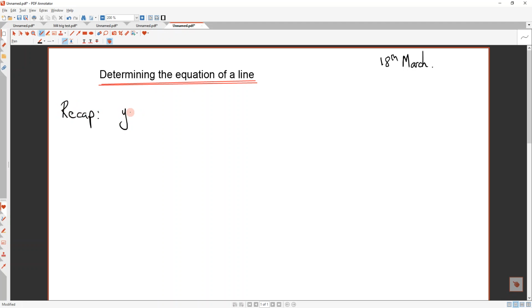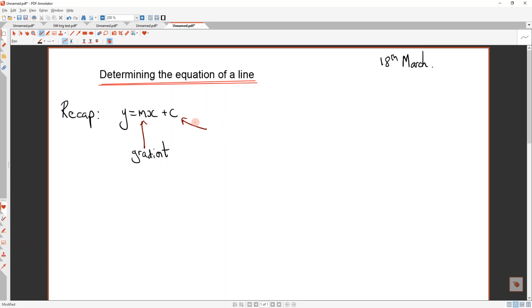If I've got a line y equals mx plus c, remind me, hands up, what does the m stand for, or what does m represent? Sam? Good, m is the gradient. Remind me, what does gradient mean? Maya? The change in y. Right, good, it's the slope, which is the change in y over change in x.